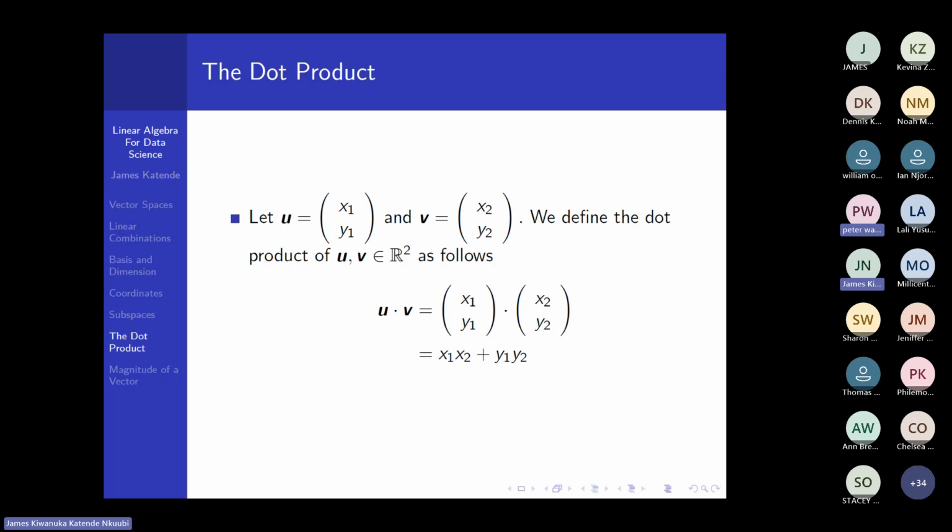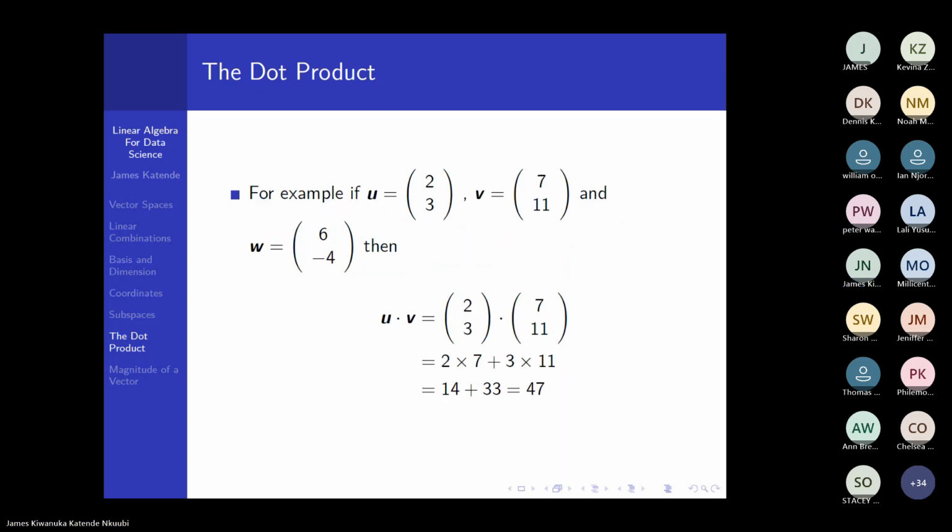So this is how you compute the dot product. You simply multiply the components in the same positions, get all those products, and add them. So this gives an example. We have three vectors, U, V, and W. First of all, you obtain the dot product of U and V. The first thing you do is multiply 2 and 7 to get 14. The second thing you do is multiply 3 and 11 to get 33. When you add them, you get 47. So the dot product of U and V is 47. Like I said earlier, the dot product of two vectors is always a number.